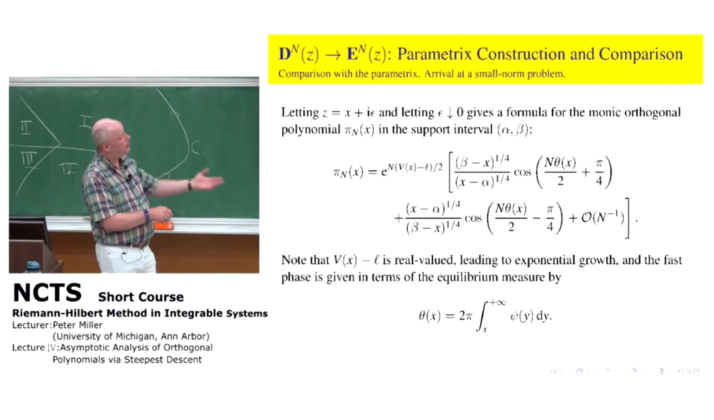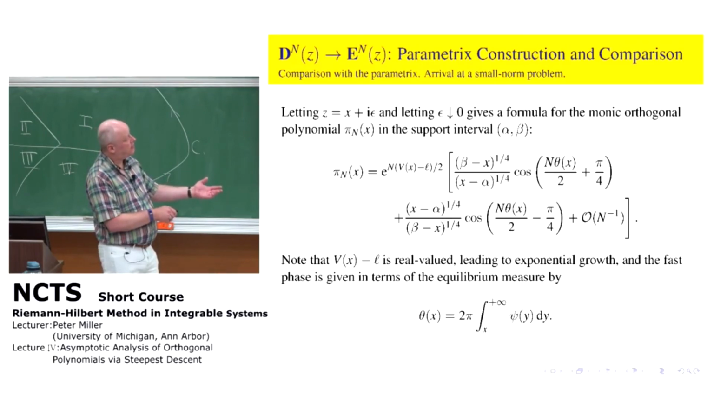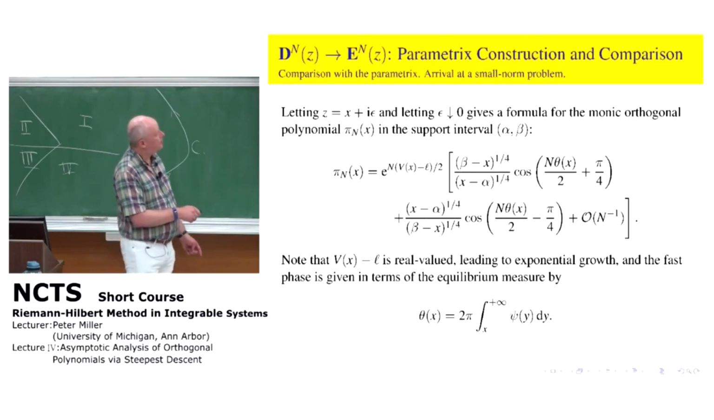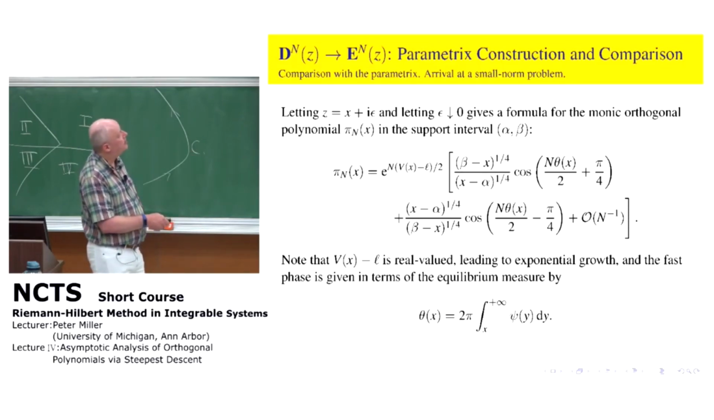So this is a very rapidly oscillating function, and the density of zeros is roughly given by this derivative theta prime, okay? So this quantity v minus L is real valued, so there's exponential growth, but there's the fast phase, which is given by the equilibrium measure psi of y by this formula here. So the density of zeros is proportional to psi. That's what we're saying. Anyway, lots of information there.